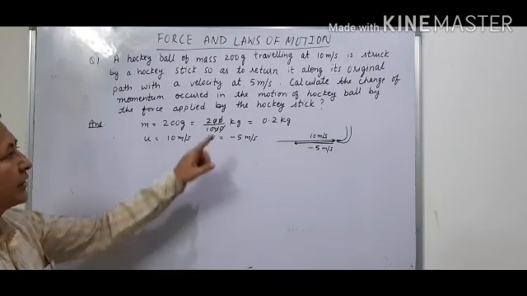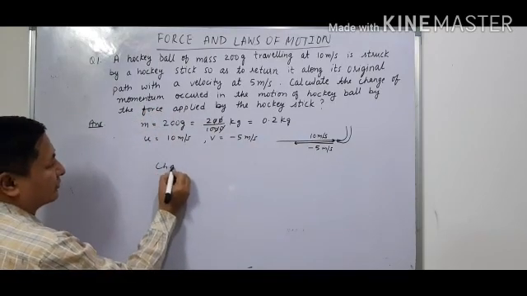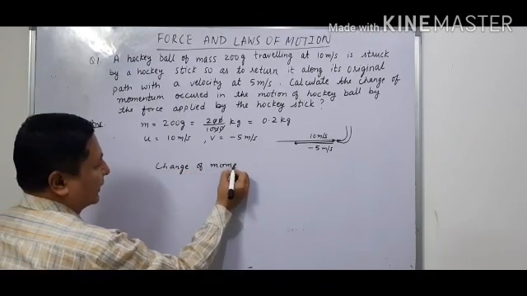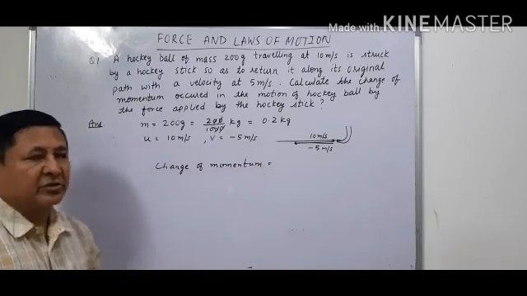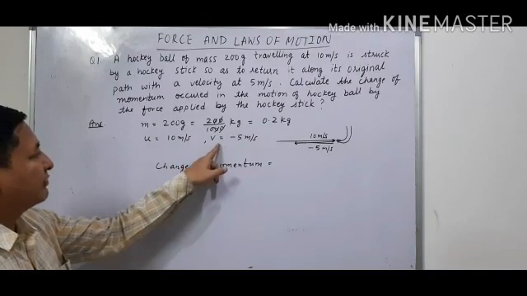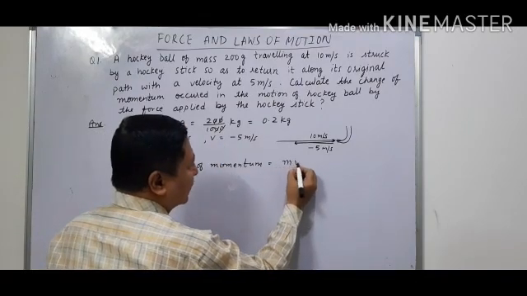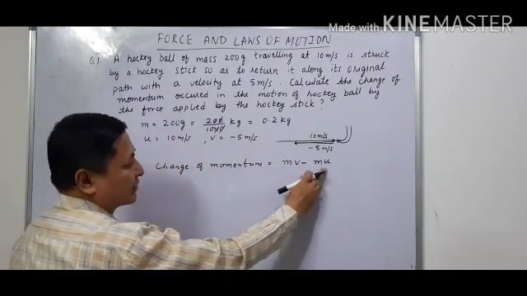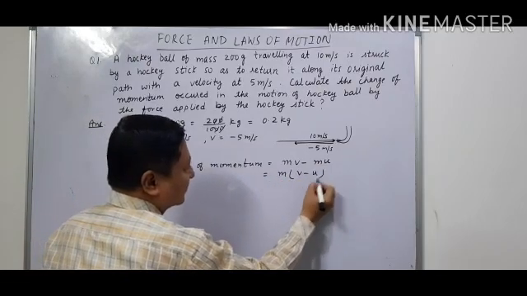Now we have to calculate the change of momentum. As we know, momentum is mass into velocity. So initial momentum will be mu and the final momentum will be mv. So change in momentum will be equal to mv minus mu, that is final momentum minus initial momentum. We'll take m common, so it becomes m(v minus u).